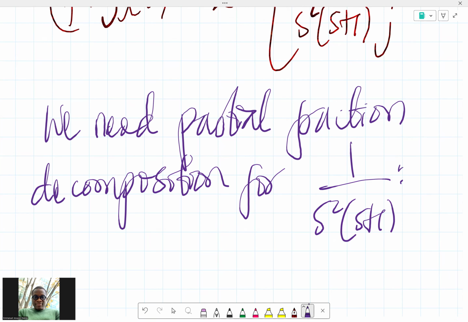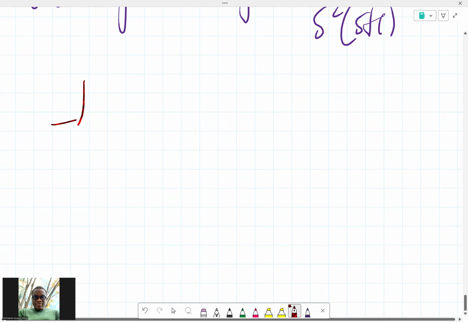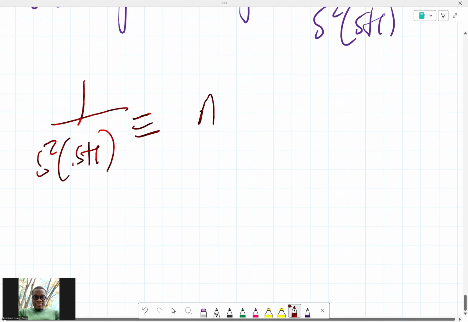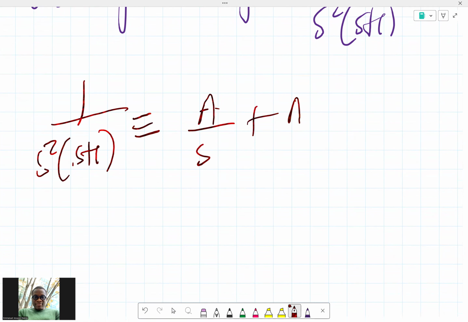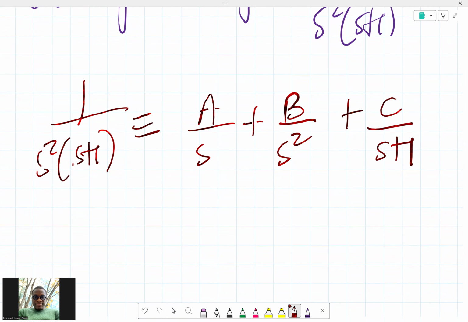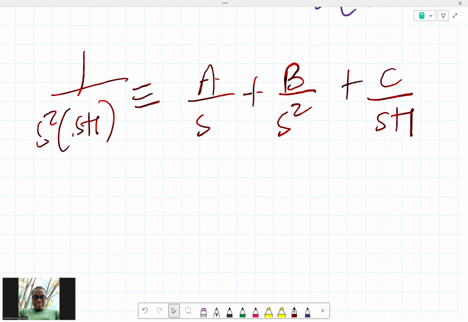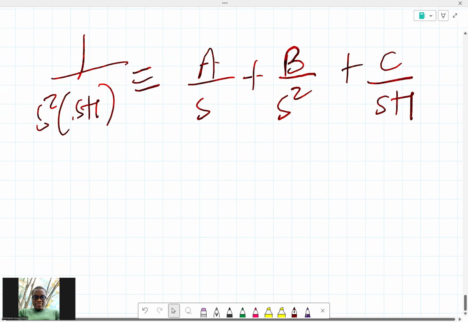To do that, we have 1 over s squared into s plus 1, which is similar to a over s plus b over s squared, then plus c over s plus 1, because this s squared, s is a repeated linear root. If it had power 3, we would have had a over s plus b over s squared plus c over s cubed. Then s plus 1 is just linear and not repeated. So now we are looking for a, b, and c.